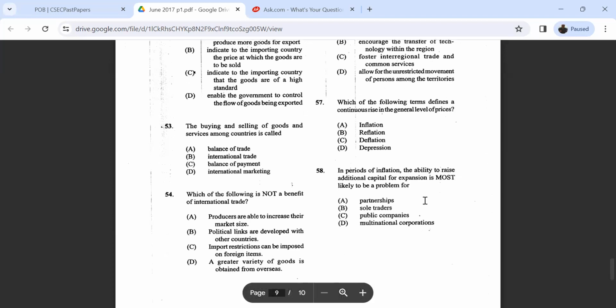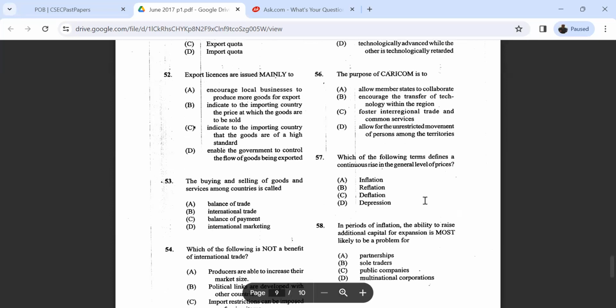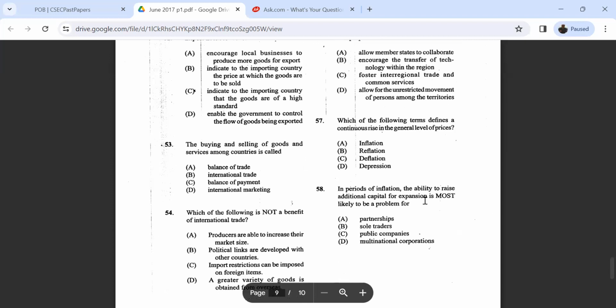Number 53. Now, just to go back to 52, if we wanted to encourage local businesses to produce more goods for export, we could give tax breaks, for example, to those who export goods. That would encourage them to produce more goods.